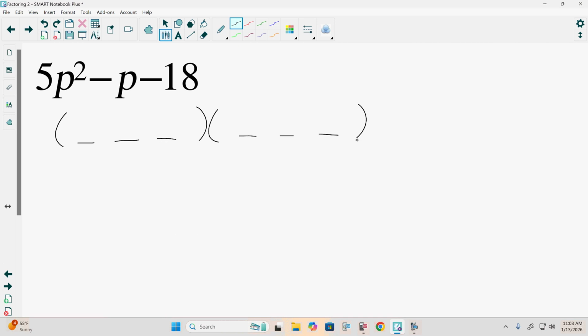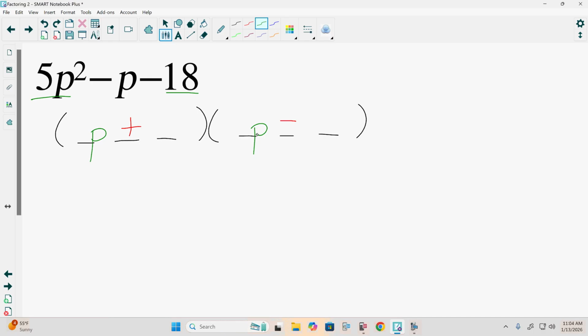So we'd have our two sets of parentheses with three spaces. Third term sign, is it positive or negative? Negative, so the signs are opposite. One is going to be positive, one is going to be negative. Now we need to find the factors of the first and third term. So 5p squared. Well, the factors of p squared are p and p. Those are the only factors of p squared that will work.